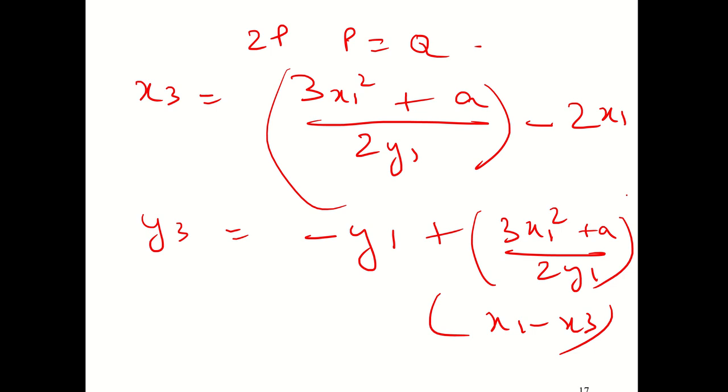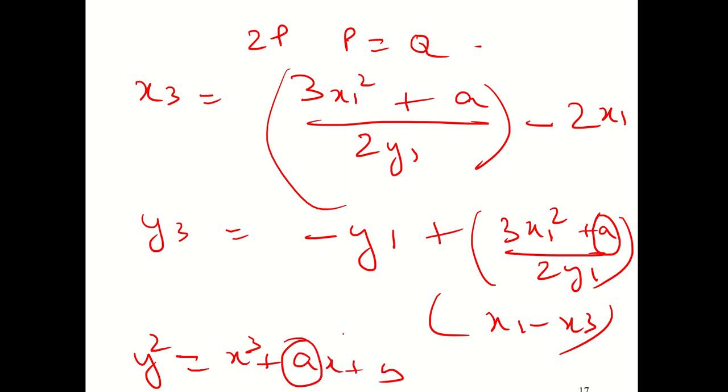Now here the question arises, what is a? So a is nothing but, when I told you that the general expression for an elliptic curve is y square equals x cube plus ax plus b, this a is that a. This is the whole fundamental thing.